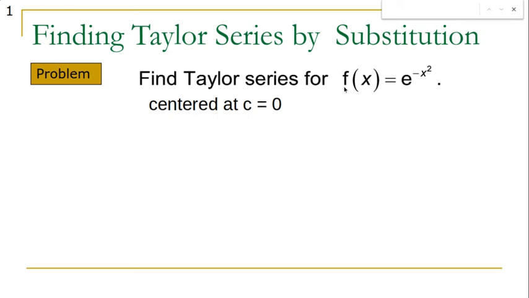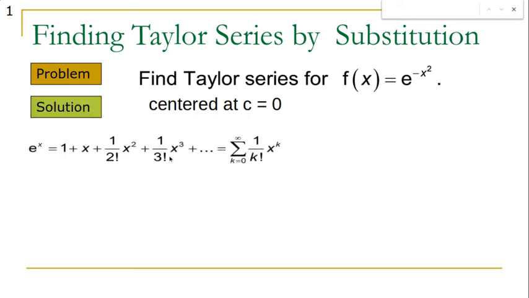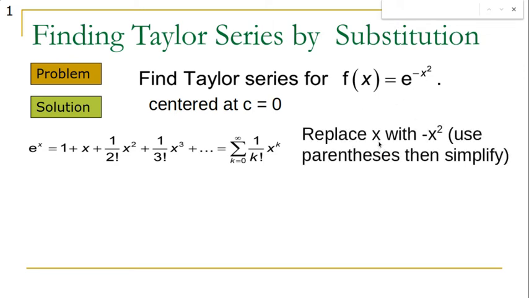But we know the series for e to the x. This is one of the ones that we should know. This is something that we should have memorized, just like we memorize derivative rules and antiderivative rules for series. So what we can do here is we don't have to take derivatives or integrals. We could just use a substitution. If we replace x with negative x squared, that would give us e to the negative x squared. So if we do it on this side, we would just have to do it with all the x's on this side. And then we would want to simplify.